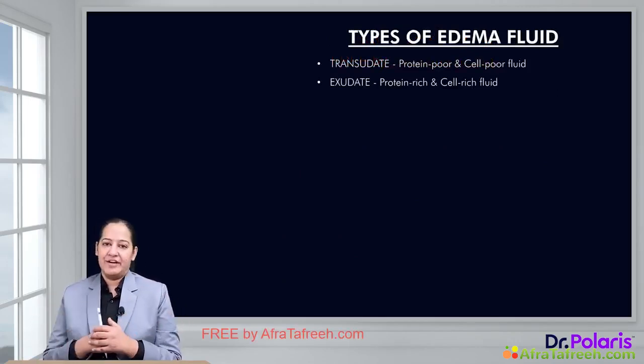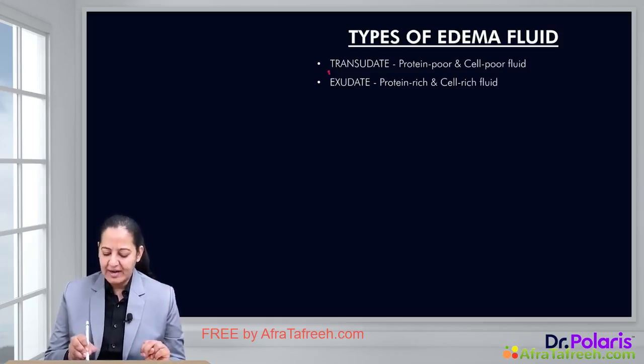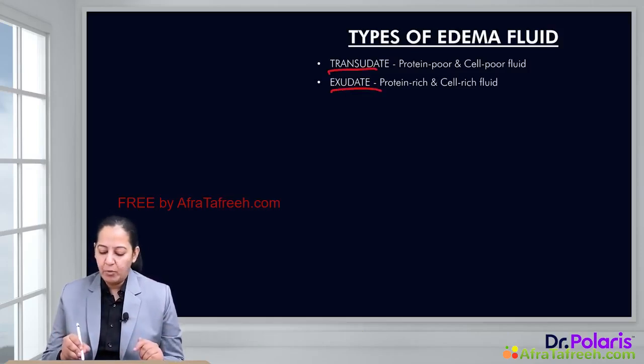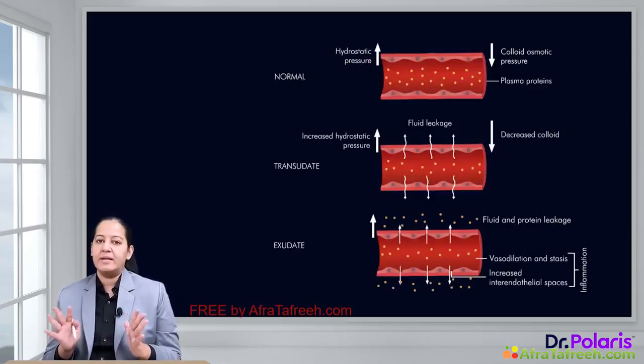Now coming to the types of edema. Edema is of 2 types. What are the 2 types of edema? Transudate and exudate. Transudate is protein poor and cell poor edema. On the contrary, exudate is protein rich and cell rich edema. So you can understand the 2 types of edema in this diagram.